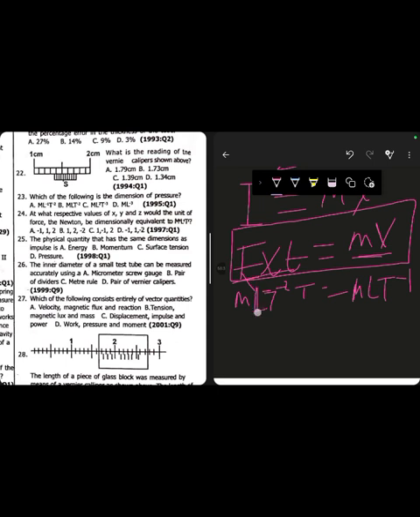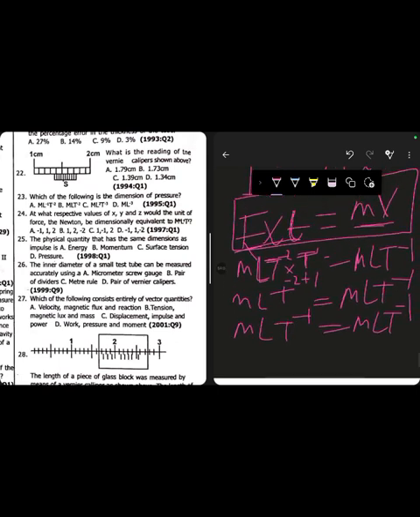So we check force is m l t to the power minus 2, then times t. So now that gives me m l t to the power of, minus 2, this time we change to plus, then 1 here. Let's see if it's equal to m l t to the power of minus 1. Minus 2 plus 1 will give me minus 1, which is the same dimension. So impulse and momentum have the same dimension.